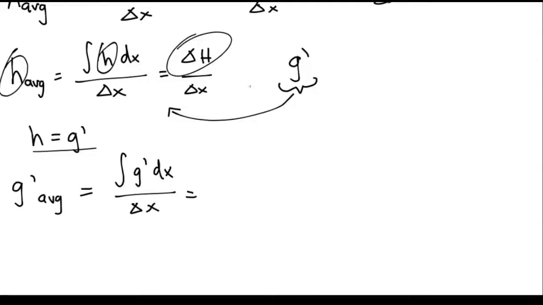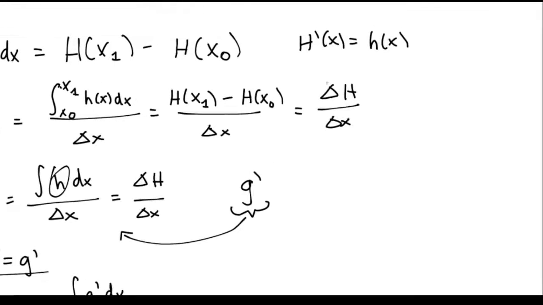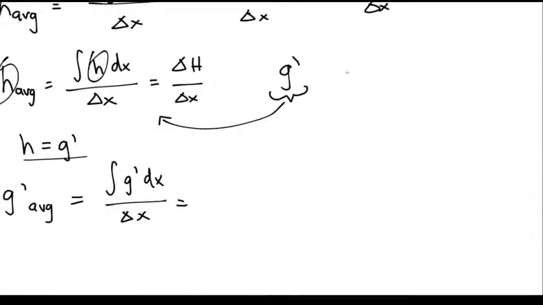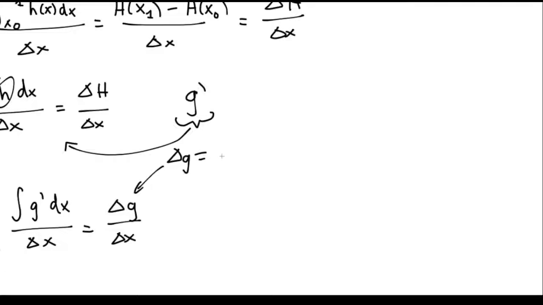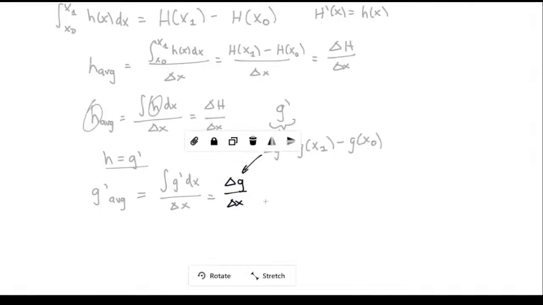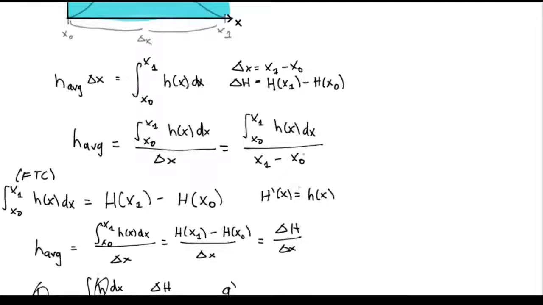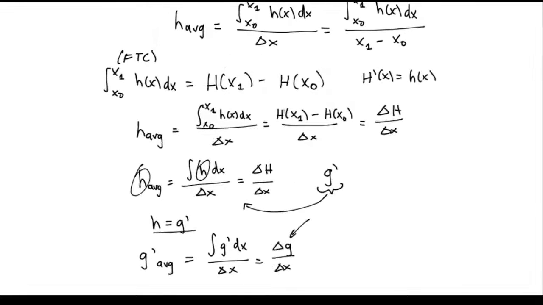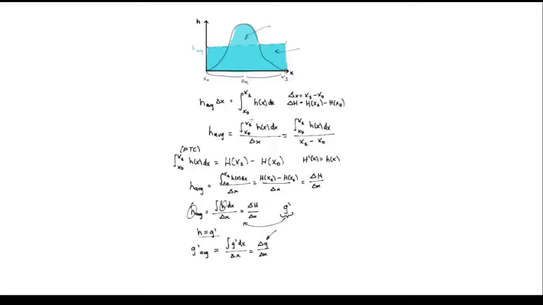And then this here, well, before we had delta capital H because we just had to assign some function to be the antiderivative. But now we know what the antiderivative is. We know it's g already, so we can just say delta g over delta x. And this delta g is just going to be g of x1 minus g of x0. You might not find this delta notation around absolutely everywhere, but I think it's a lot easier than writing it out fully. So that was the conceptual understanding of averages.